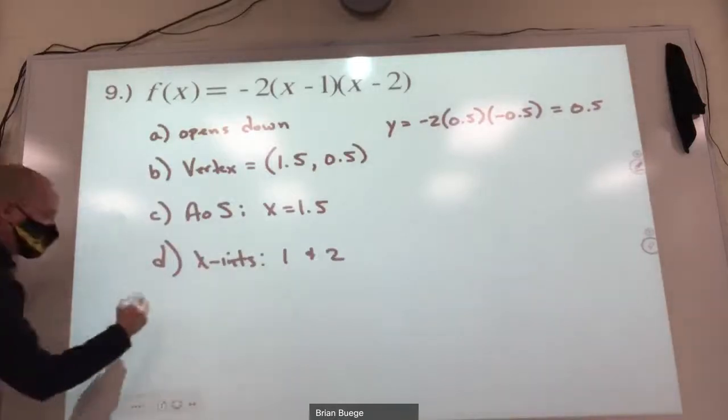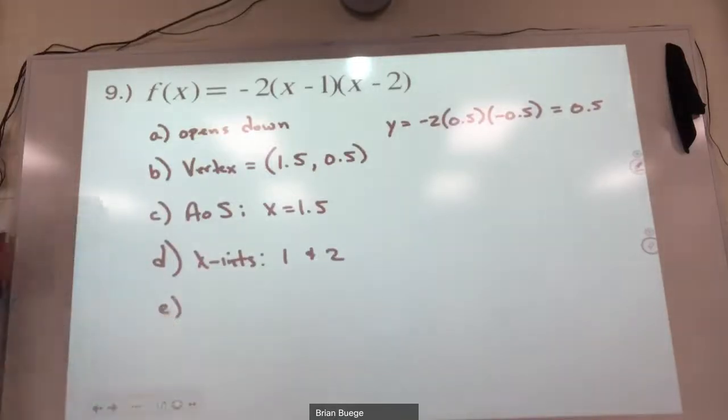Any questions so far? You can see that it's a little bit easier when you're in factored or intercept form, only because you don't have to worry about finding the x-intercepts. They're pretty much right there for you.